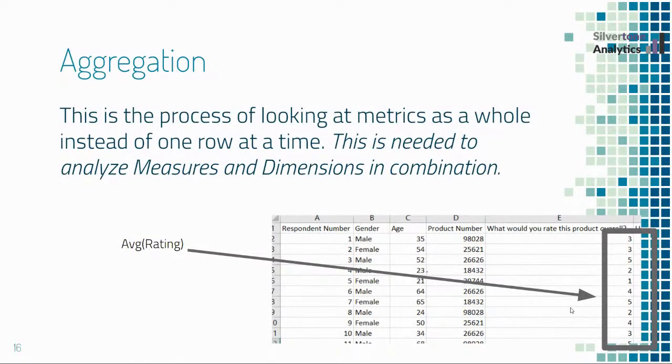Next, let's talk about aggregation. If you are going to combine a dimension and a measure, you need to aggregate them, which means that you are looking at one metric as a whole. You can see we have average rating; this is just a snapshot of some similar feedback data. This isn't the data set we're going to be looking at later, but it's going to be very close. We have respondent number, gender, age, product number, and then what do you rate this product overall? One way that we could aggregate this is by taking the average of everyone who looked at the product or experienced the product. Or we could look at the average rating by product number or age.